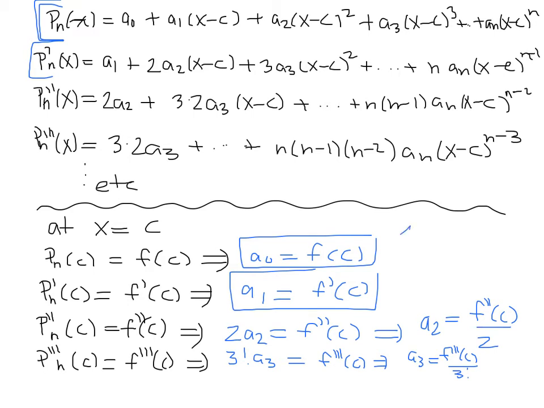So just like before, in general, the nth coefficient is equal to the nth derivative at a value c divided by n factorial. And that is where that Taylor polynomial equation comes from.